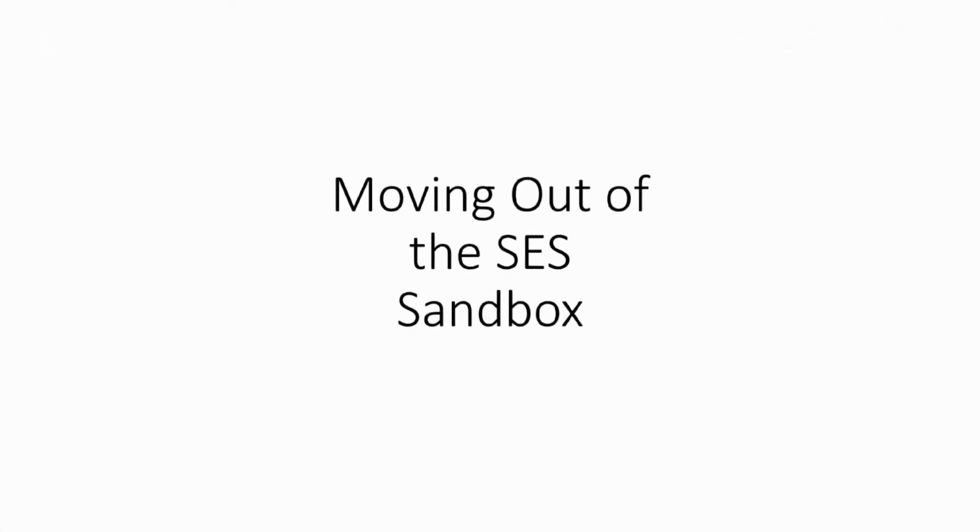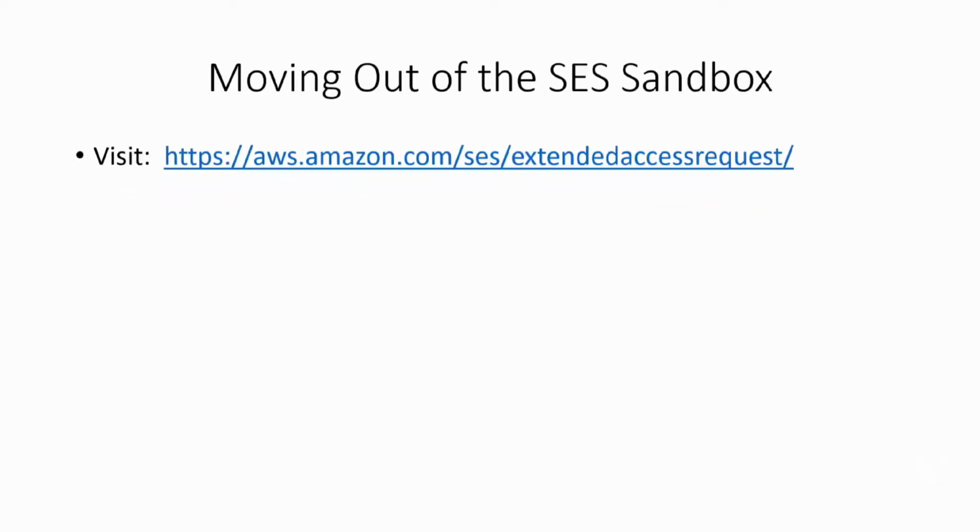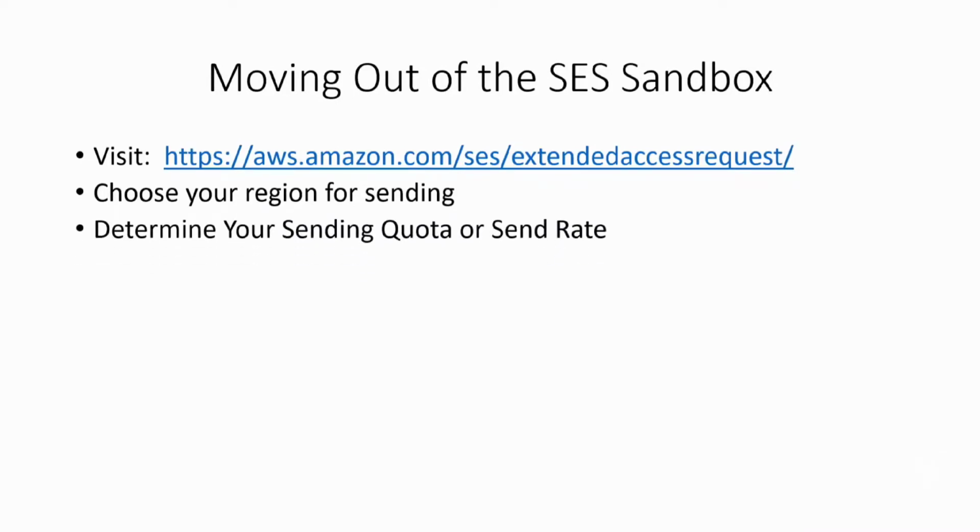Now, in order to begin using Amazon SES, you are going to need to move out of the sandbox mode. And if you are still in, you are going to need to go through a few steps. First, you're going to need to visit this particular link. And this is where you're going to open up a request to move out of the SES sandbox. You're going to choose your region for sending, and then you're going to determine your sending quota or your send rate. You can actually request to be out of the sandbox and request a sending increase at the same time. So you can do that right here.